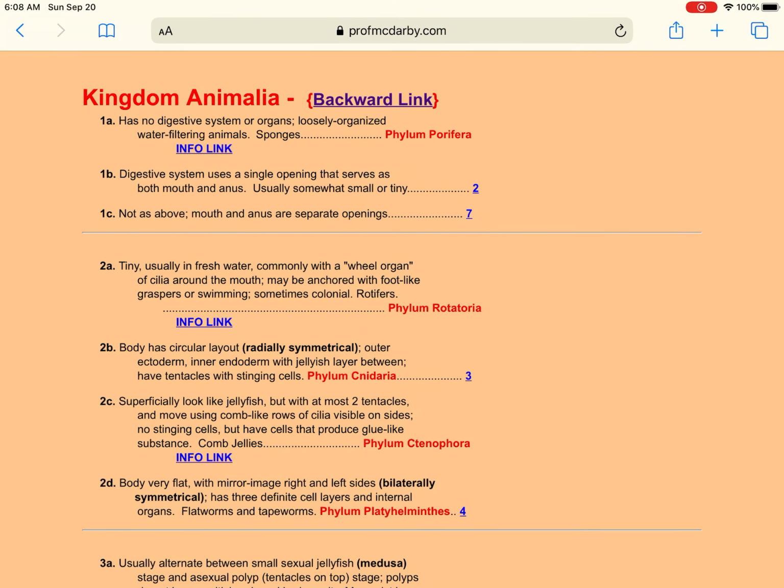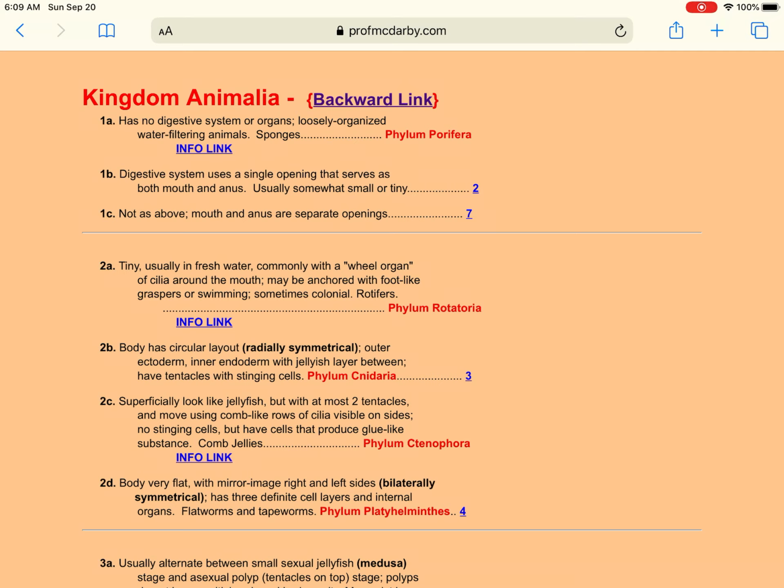This takes us to the page for animals. The first choice is either sponges or how the digestive system is set up. You'll notice on the video for the lab that the cards will say things in parentheses. If something has only one digestive system opening, it will say so on the card in parentheses. So for this, the choice is kind of taken out of your hands.